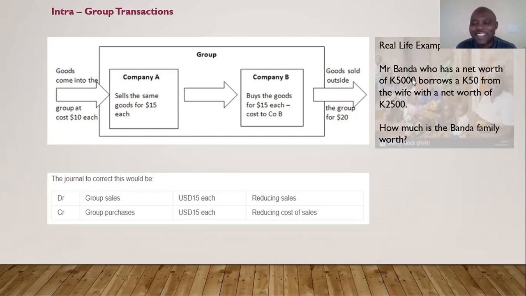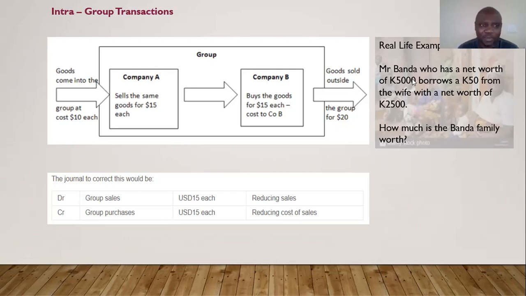That 50 kwacha is just an intra transaction. Because you are regarded as one, whatever happens as intras, we cancel them. That is real life. And these are the same concepts that have been borrowed when you're looking at group transactions, intra-group transactions.